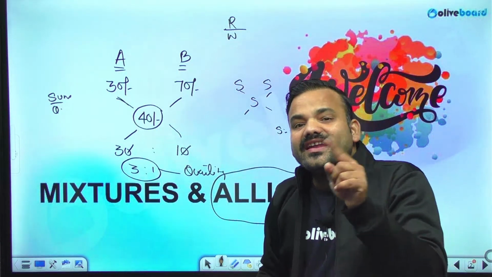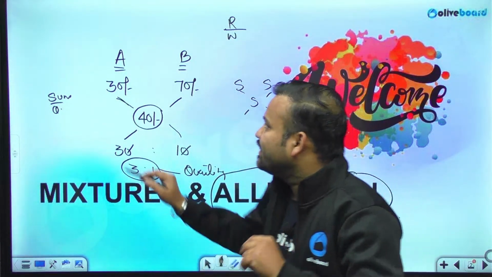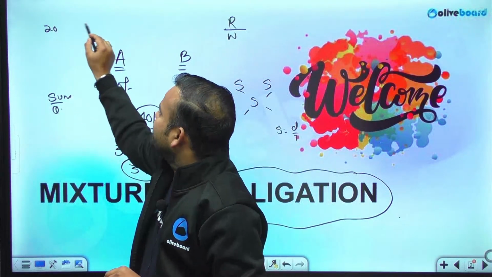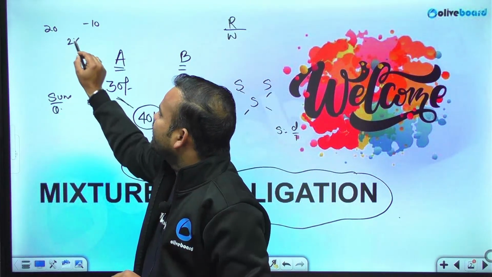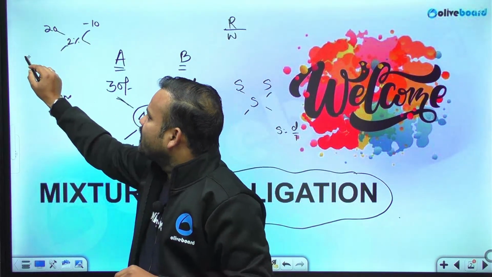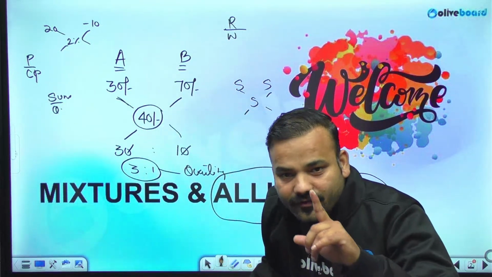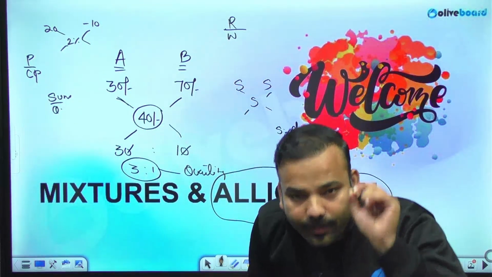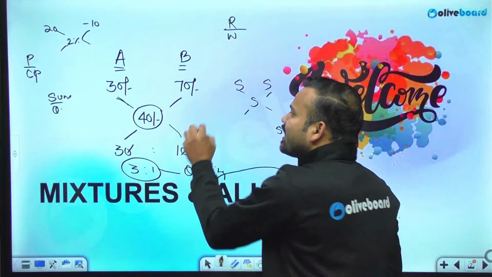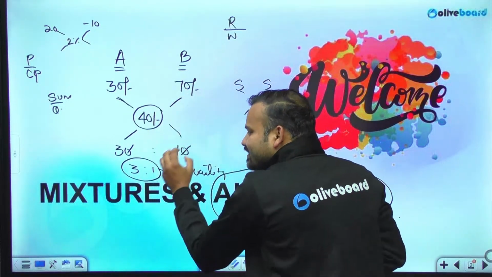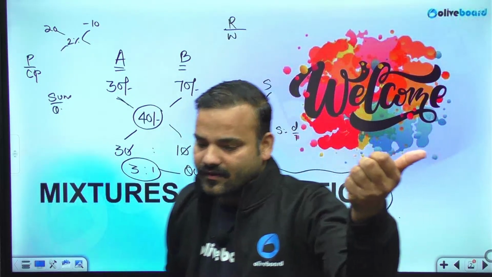If you are using allegation in profit and loss percent, let's say 20% profit, 10% loss, 2% profit, then this will be the ratio of cost price, because profit percent is calculated on cost price. So depending upon the topic, and depending upon what average value you have considered, this ratio will change. Fine.